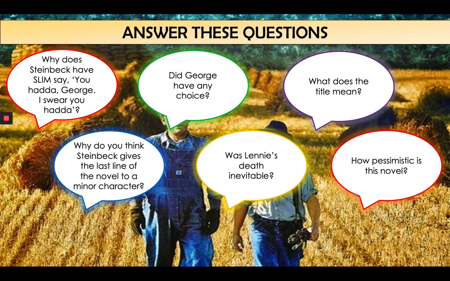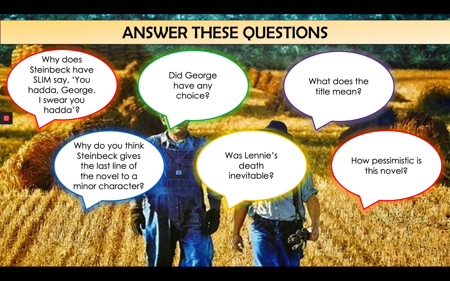So why does Steinbeck have Slim say, "You had her, George, I swear you had her"? What is the significance of Slim saying those lines to George, reassuring him that he had to do what he did? He had to kill Lenny. So think about what we've learned about Slim and his role as a character, how the other characters feel about him, and what he represents. Why is it significant that Slim is the one who has to reassure George? Do you think George had a choice in what he did?